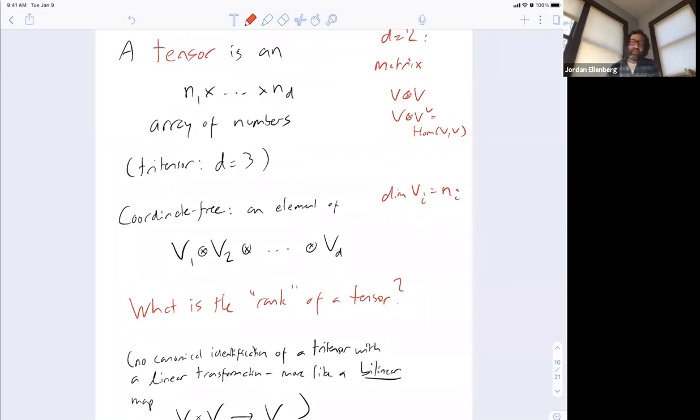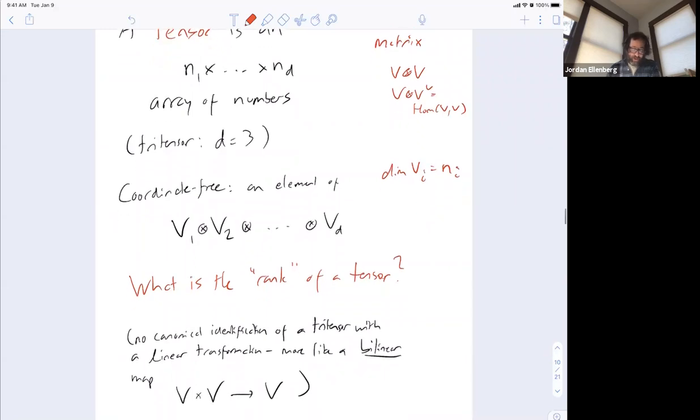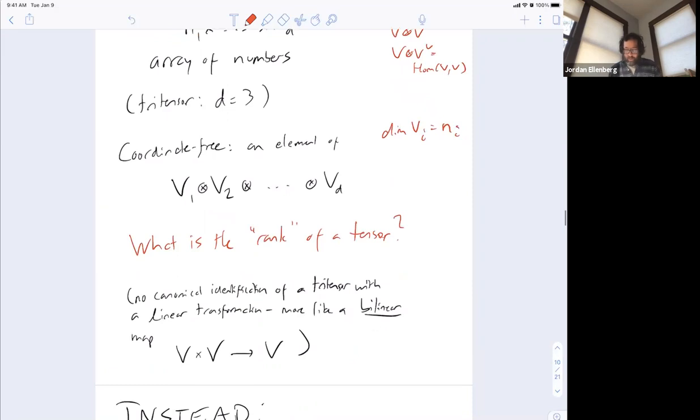Okay, that's not quite true, but it's certainly not a map from V to V. You can kind of think of it as a bilinear map from V cross V to V. That's one way to do it. But that fails to capture a lot somehow. This is not a direction I'm going to go in this talk, but in some sense, plenty of the work on tensors does indeed take this view.